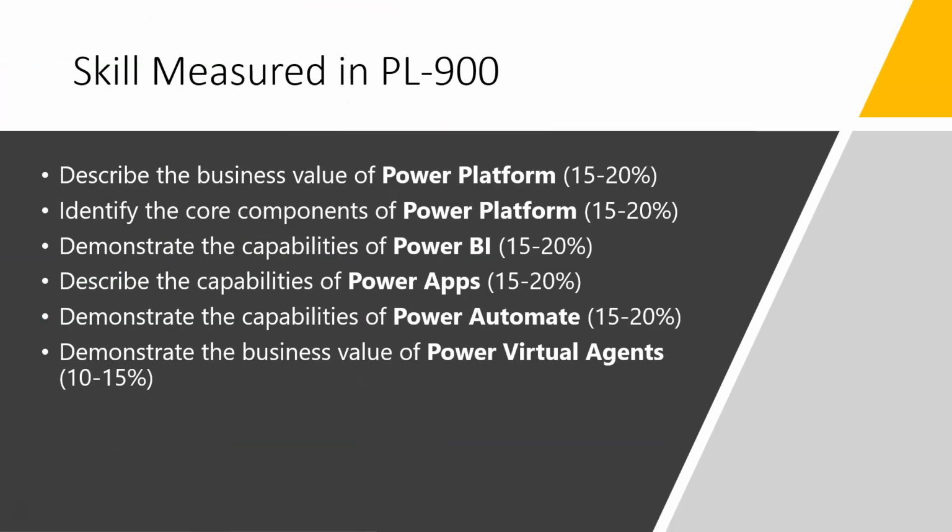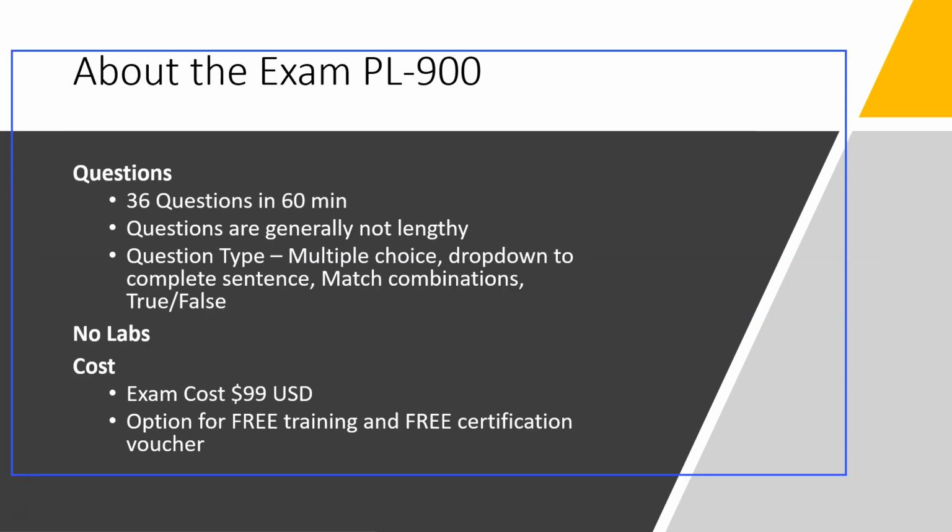And what are the skills measured for PL900? As it is about Power Platform and the business value around it, there is a good focus on what the business value of Power Platform is, and then identifying the core components of Power Platform. There are 4 core components, which are the next 4 topics: Power BI, Power Apps, Power Automate, and Power Virtual Agent. As you can see, the exam skills are evenly distributed around these 4 components and the overall business value of Power Platform.